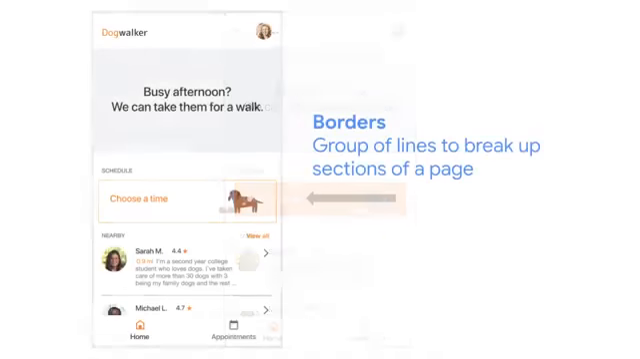Similarly, borders use lines to break up the sections of a page. Borders are continuous lines that often form shapes like squares or rectangles. When I first created the Choose a Time button, I just had text and the image of a dog. The lack of a border made it difficult for users to know it was a button. So I decided to add a rectangular border to make it more clearly a button.